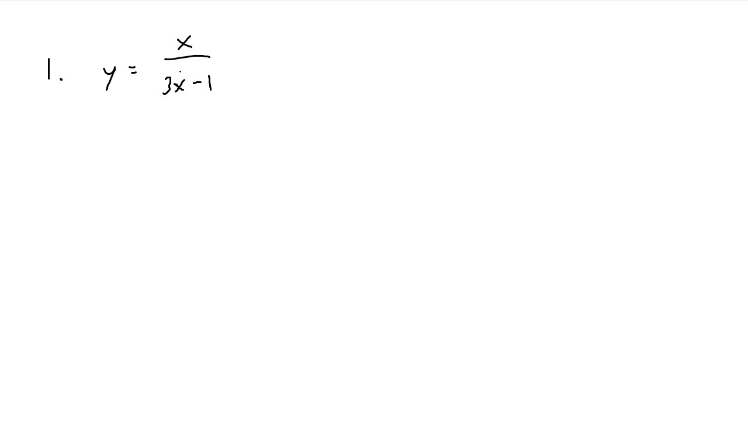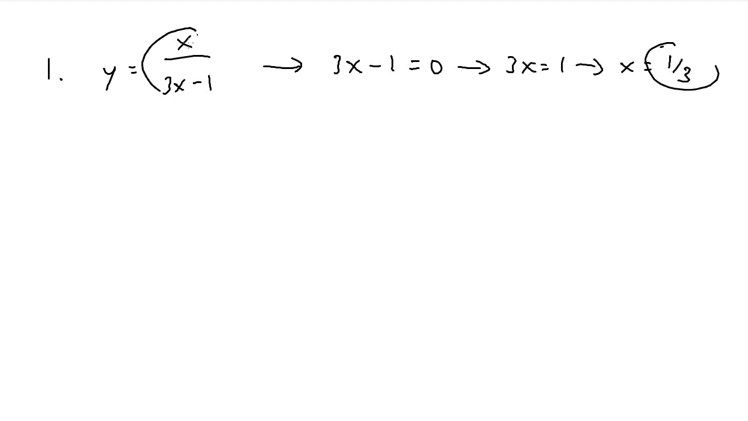So all we have to do to find the domain is to set 3x minus 1 equal to 0. Then when I add over the 1, 3x equals 1, and then x will equal 1/3. Just to double check, if I plug in x equals 1/3 into the function, we'll get 1/3 over 3 times 1/3, which is 1, minus 1. So then we get 1/3 over 0, and obviously that's undefined.